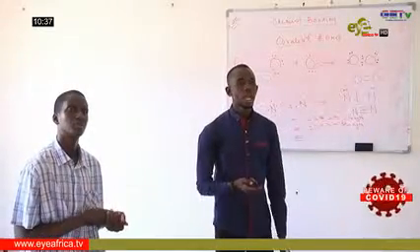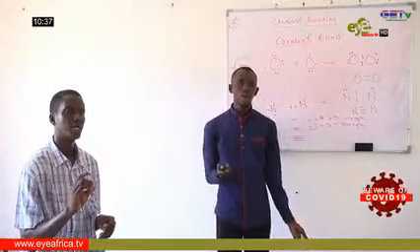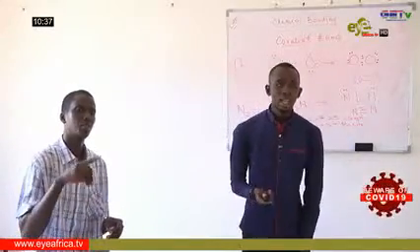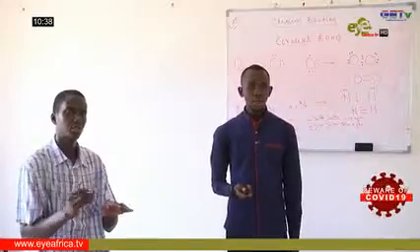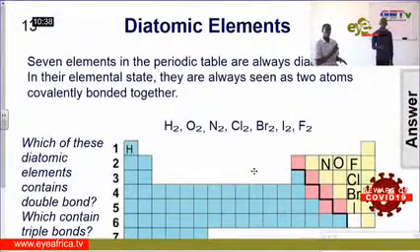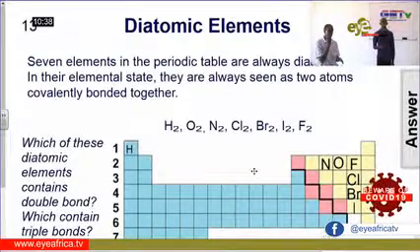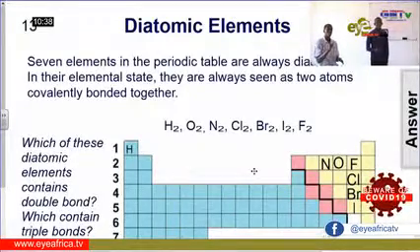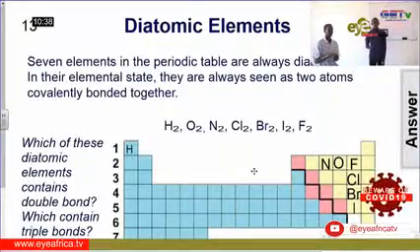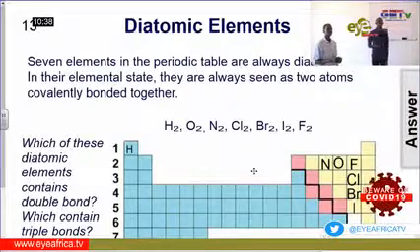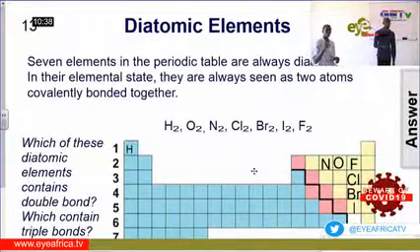Now we also have the diatomic elements. Seven elements in the periodic table are always diatomic. In their elemental form, they are always seen as 2 atoms covalently bonded together. That is the hydrogen molecule, oxygen molecule, nitrogen molecule, chlorine molecule, bromine molecule, iodine molecule, and finally the fluorine molecule. Which of these diatomic elements contains double bonds, and which contain triple bonds?